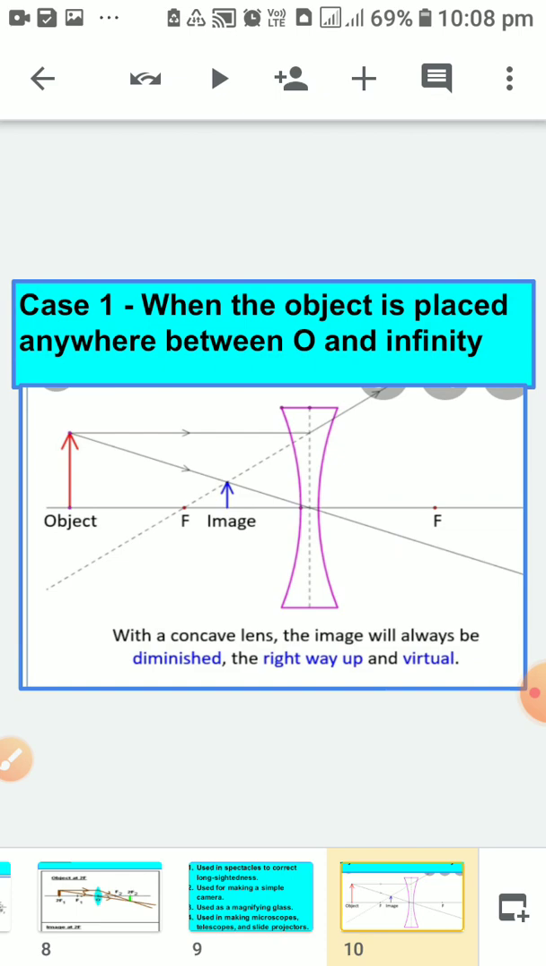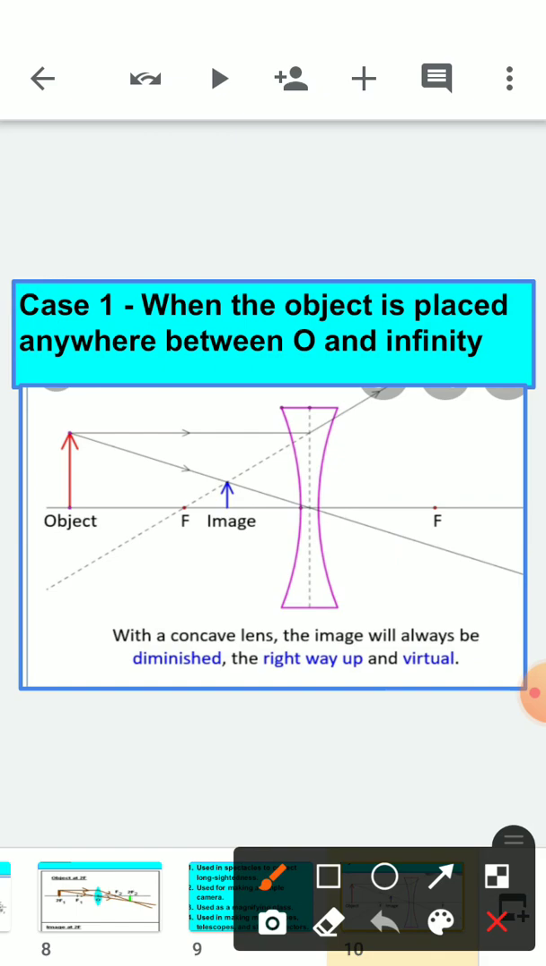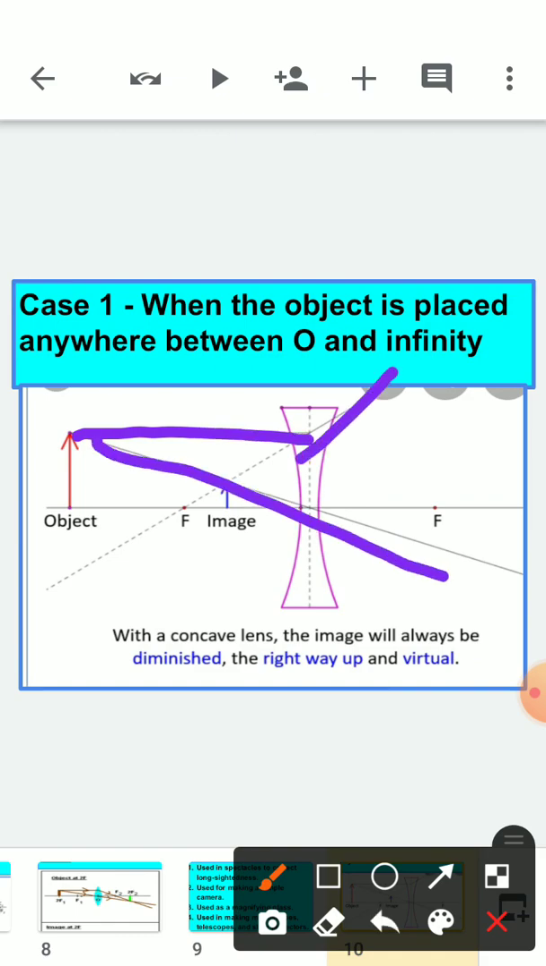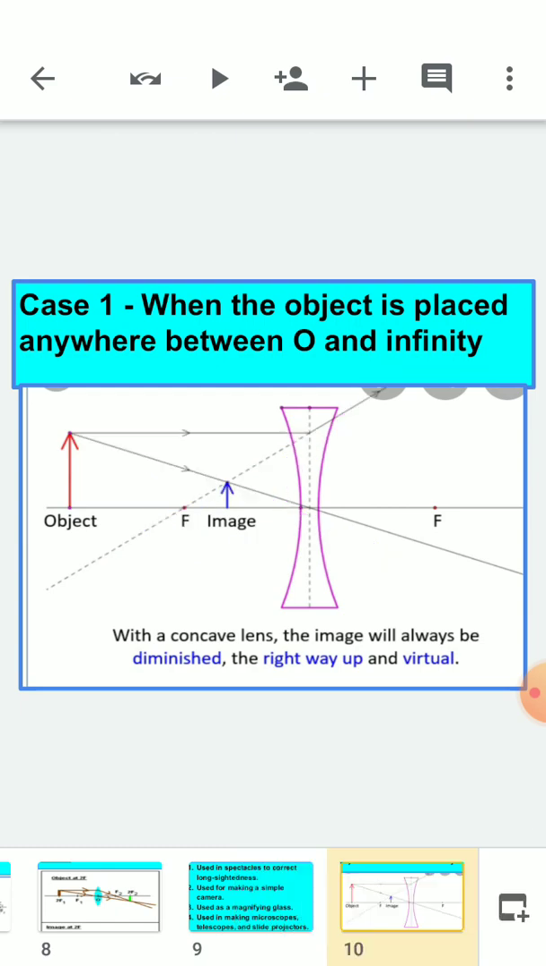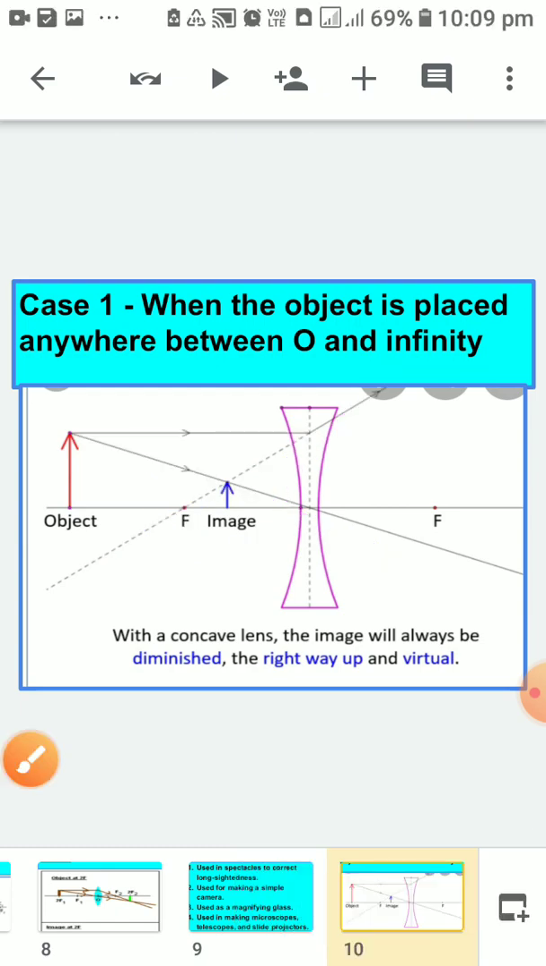Children, in case of concave mirror, the concave lens, the image will always be diminished, right way up means erect and virtual. So here you can see how the image is forming. The light rays are going in this way. They are getting refracted. The other rays are going in this way. So where they are forming, if we are producing this ray, they form image here. So in this way, we can say that image is virtual and erect.